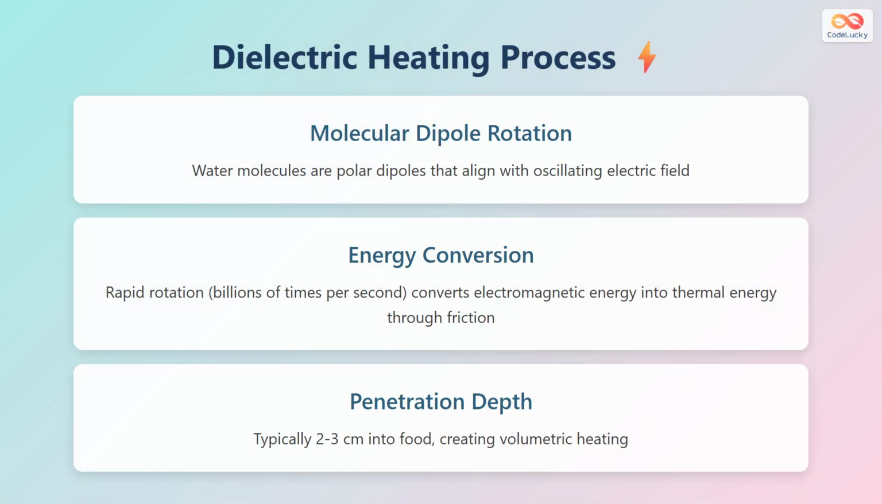The heating process in a microwave oven is called dielectric heating. Water molecules are polar dipoles, meaning they have positive and negative ends. When exposed to the oscillating electric field of microwaves, these molecules continuously align themselves with the changing field direction. This happens billions of times per second at the frequency of 2.45 GHz. The rapid rotation and reorientation of molecules generates heat through molecular friction. Microwaves typically penetrate 2 to 3 centimeters into food, creating what's called volumetric heating, where the food heats from the inside out.